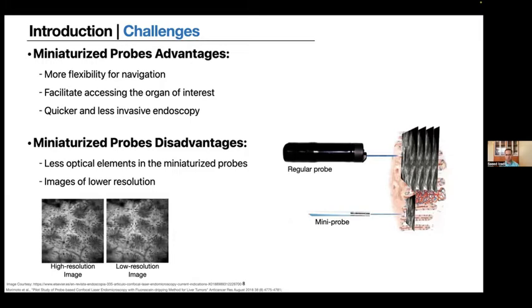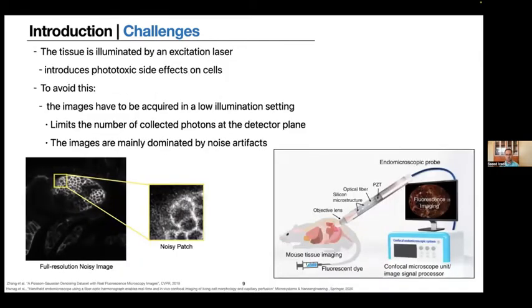Recently, there have been some efforts to miniaturize these imaging devices to reduce the size of the aperture and the cameras. However, this is not an easy task and it comes at some costs. For example, it gives lower resolution images in the output because fewer optical elements fit in smaller devices. Another challenge with confocal microscopy is that the images need to be acquired in low illumination settings to avoid toxic side effects on the living cells and organs. And this explains why most confocal images suffer from noise artifacts.